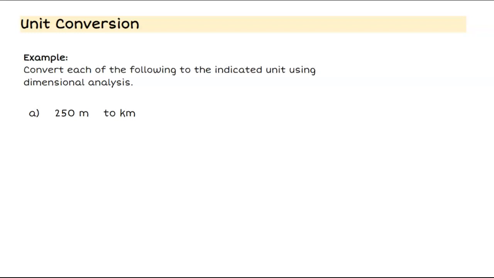So here's the setup. What you do is you start with the unit that you have. So I have 250 meters, right? And then, I tend to go over here and I'll write, well, what is the unit I want to be left with? Well, I want to be left with kilometers, right? So I'm going to write kilometers over here. So I know that I need to get rid of my meters and be left with kilometers.